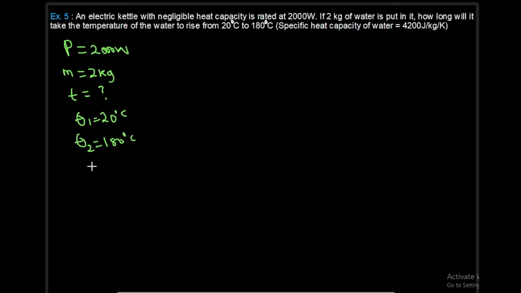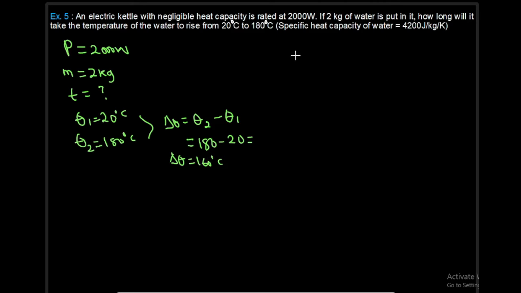So our temperature change, which is delta theta, equals final temperature minus initial temperature, which is going to be 180 minus 20. We have the temperature change to be 160 degrees Celsius.